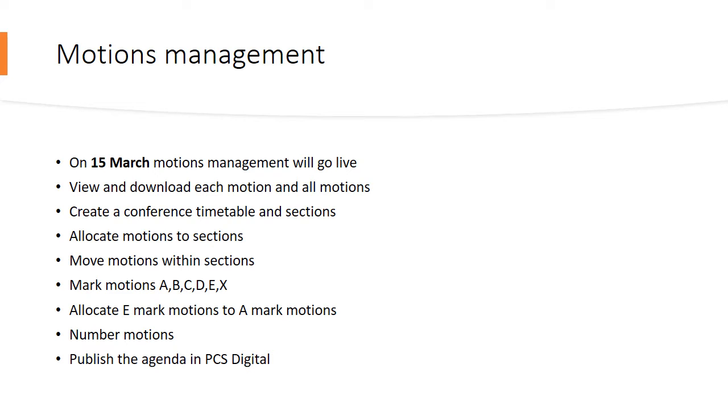On the 15th of March, motions management will go live. You'll be able to view and download each motion and all motions in a PDF document with one motion per page. You'll be able to create a conference timetable and sections online, allocate motions to sections also online, and move motions within those sections, mark the motions with the appropriate marking, allocate eMark motions to AMark motions, number the motions, and then finally publish the agenda. And I'm going to show you a series of slides which shows what motions management will look like.